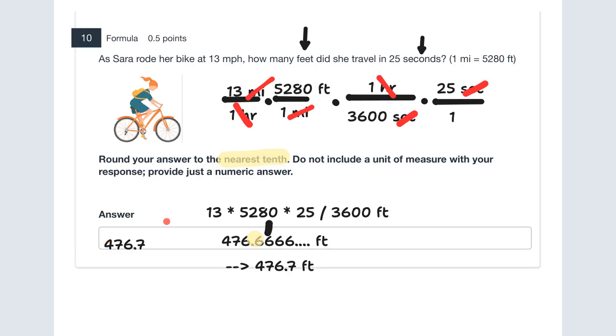Be careful with the rounding. I mean, these are a lot of work. It would really stink to do everything correctly and then lose all the points simply because you didn't round correctly. And if you think about it, if you're riding a bike about 13 miles per hour, you ride for 25 seconds, you'll go a little less than 500 feet. All right, that's it. Make sure you review your graded work. Let me know if you have any questions.